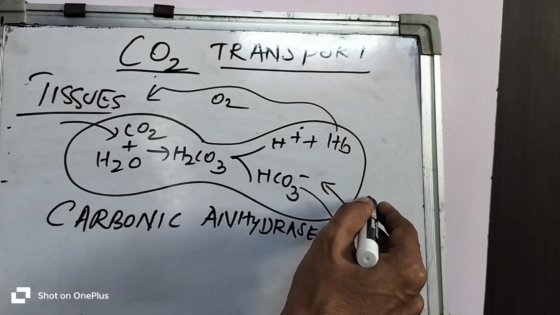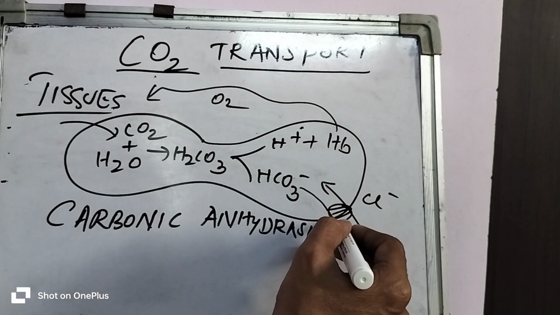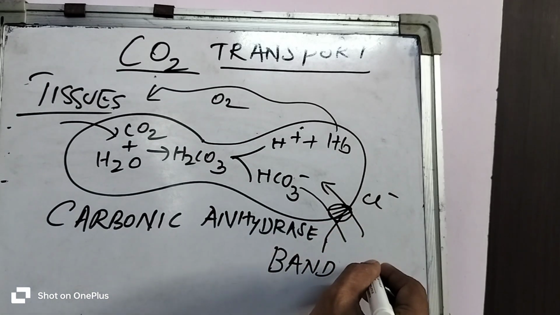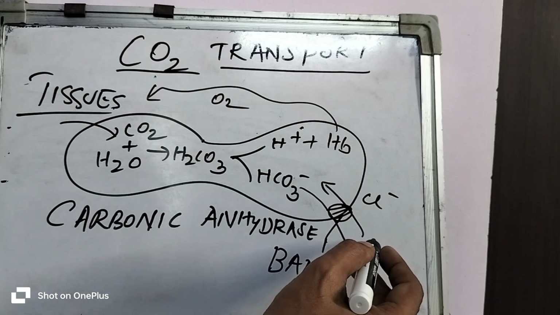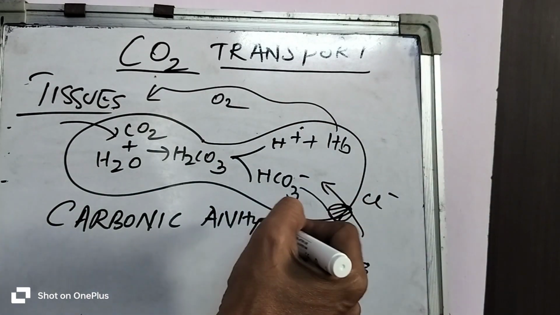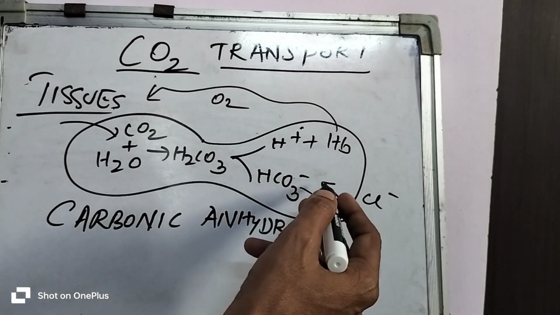The bicarbonate is leaving the RBC in exchange for another anion called chloride, and this is done by an exchanger called the anion exchanger, or band 3 protein. So this protein exchanges bicarbonate and chloride ion. This shift of chloride is called the chloride shift. This is taking place in the venous blood, so the chloride content of venous blood is lower than in arterial blood because of the shift of the chloride.